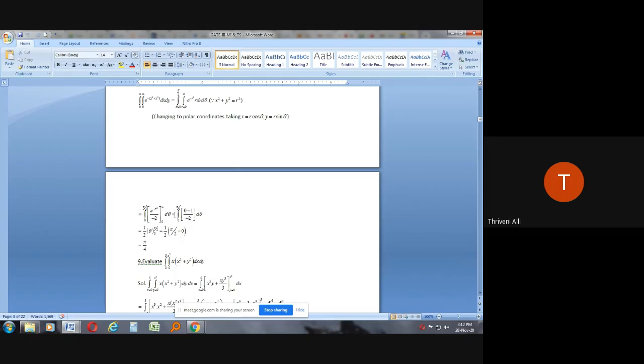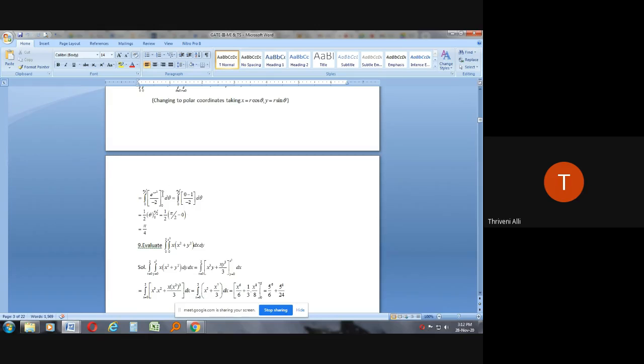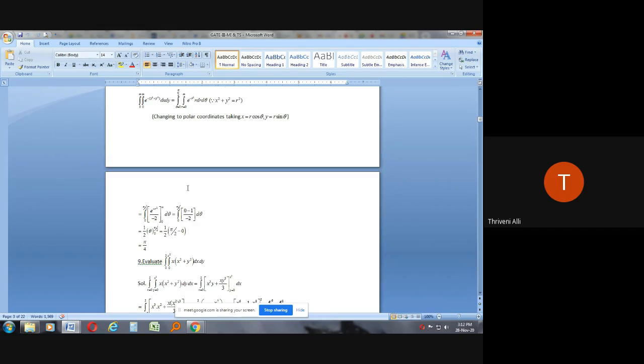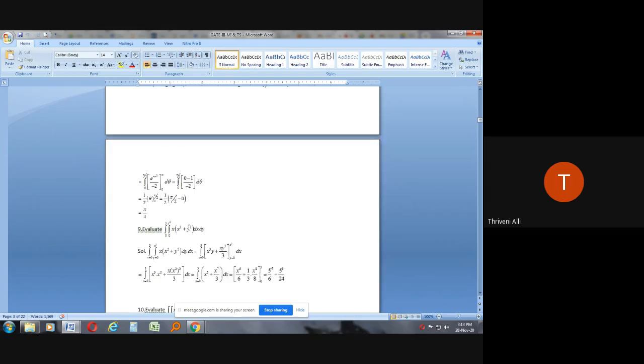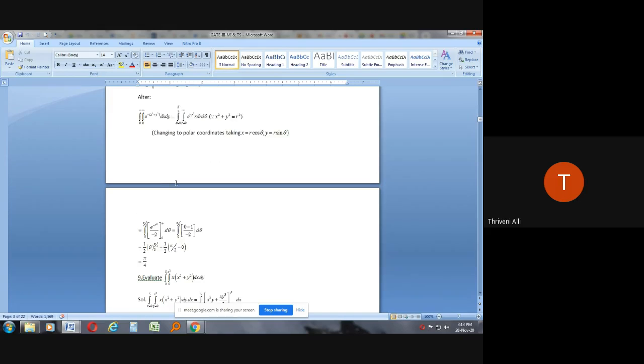So integral 0 to pi by 2. Here also r limits are constant limits and theta limits are also constant limits. So we have to integrate any variable first, either r or theta, or theta first and then r next. Okay. So integral 0 to pi by 2 e power minus r square. So we have to integrate e power minus r square. So by doing this double integration with constant limits, we get the answer pi by 4. So the first method answer is also pi by 4. Okay, so we can follow any one of these methods.